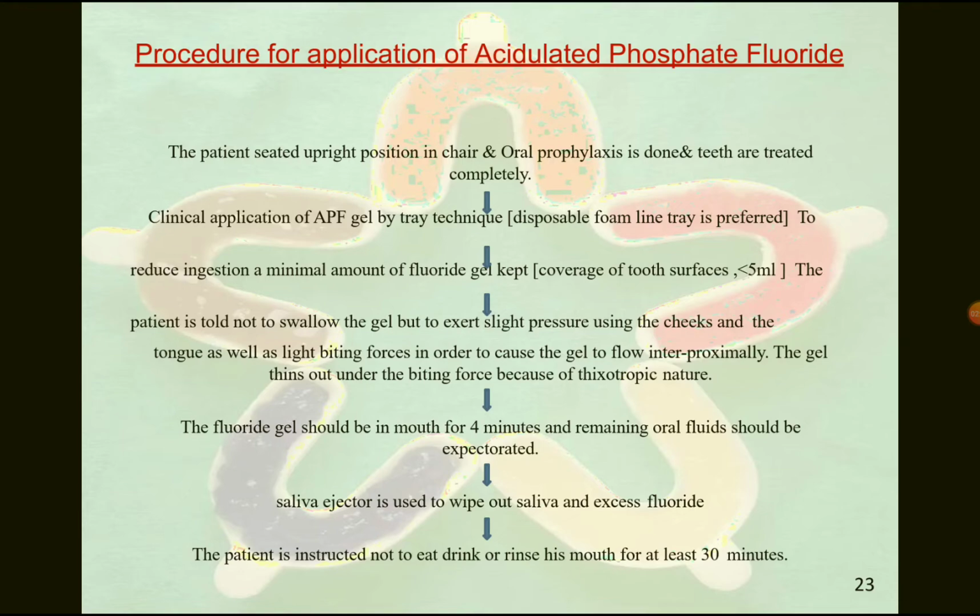So APF gel is not a solution, it is a gel. Whenever the patient is using the tray technique, the patient should keep the mouth closed continuously for 4 to 5 minutes. In this time, whenever pressure is exerted, the gel transforms to solution and flows in between the interdental areas, between two teeth, where the action of fluoride can be seen interproximally also. The fluoride gel should be in the mouth for 4 minutes and the remaining oral fluid should be expectorated. A saliva ejector is used to wipe out saliva and excess fluoride. The patient is instructed not to eat, drink, or rinse the mouth for at least 30 minutes.